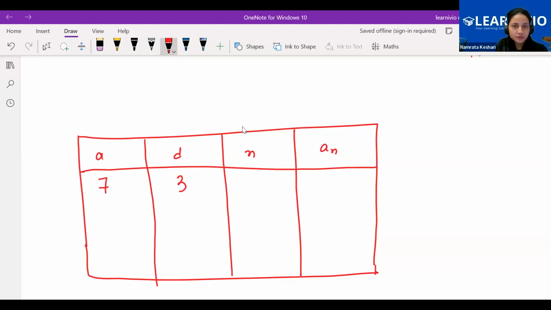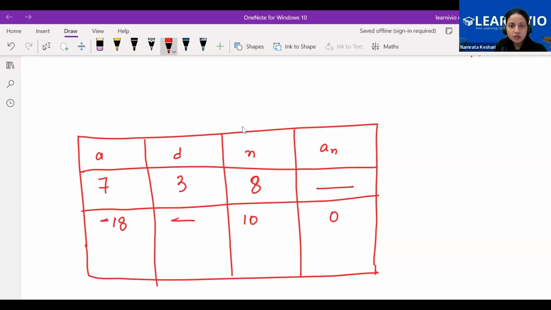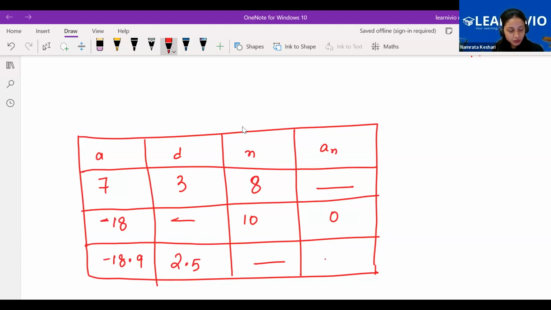The first column we are having here 7, 3, 8, and a blank space. The second row we are having negative 18, 28, blank space, 10. Then minus 18.9, 2.5. At the fourth row, I am writing the third one: minus 18.9, 2.5, blank space, and then 3.6.